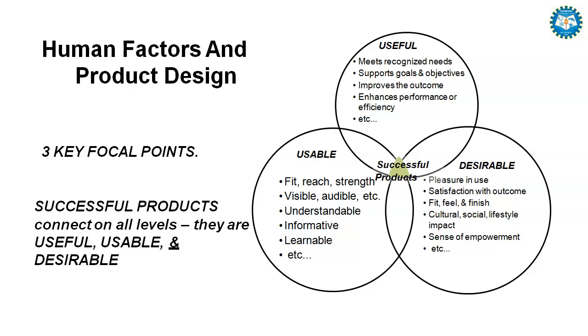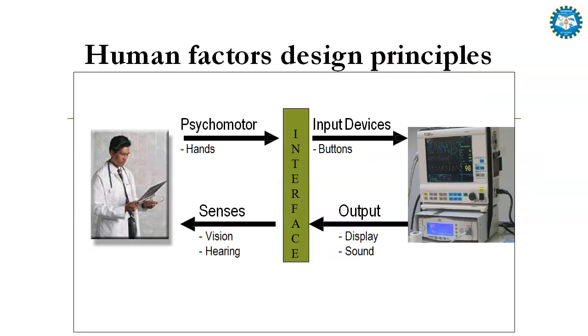So totally, these three things make a successful product. The three focal points of successful products at all levels are that they are useful, usable, and desirable. Human factor design principles: psychomotor and input devices, buttons, sensors, vision, hearing, and output of display and sound. That is the interface between the human and the machine.